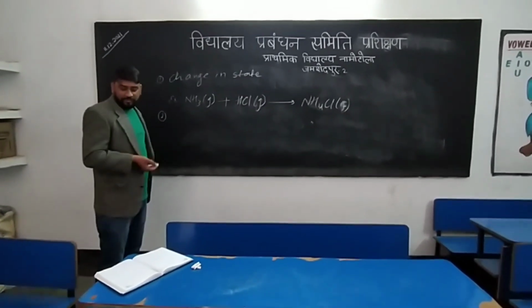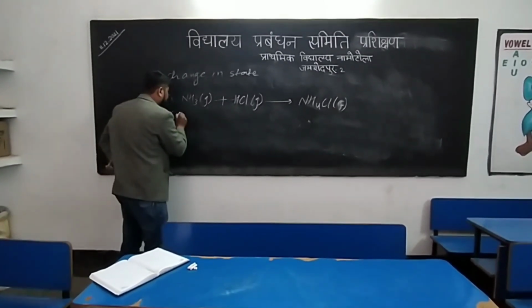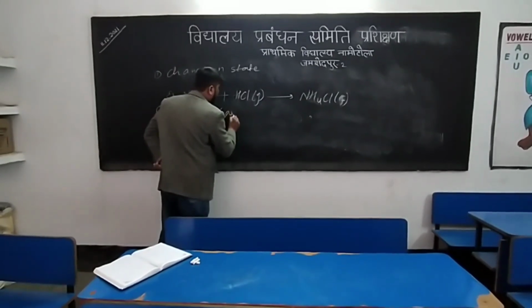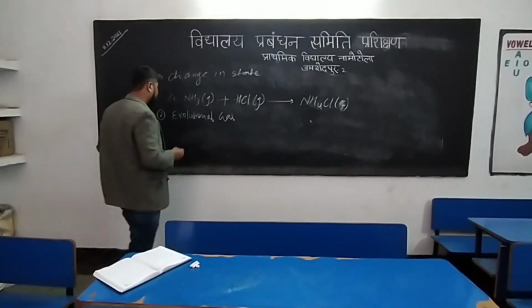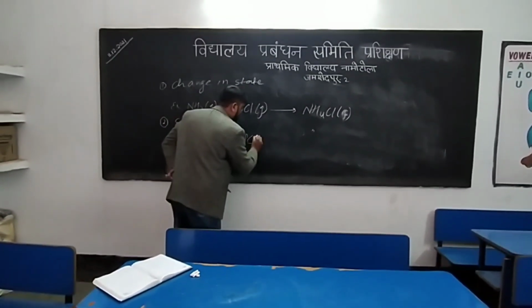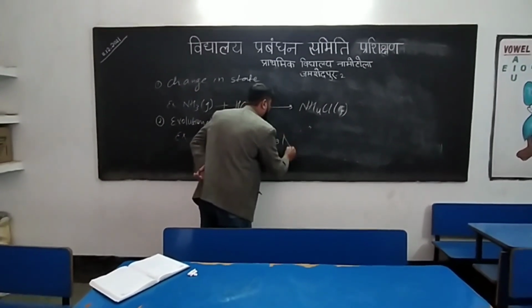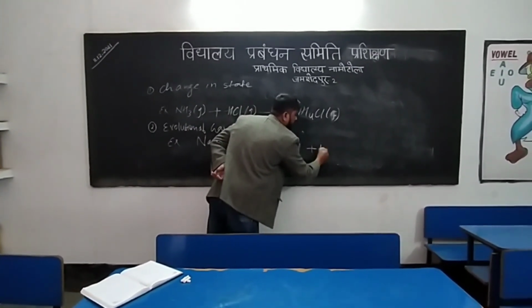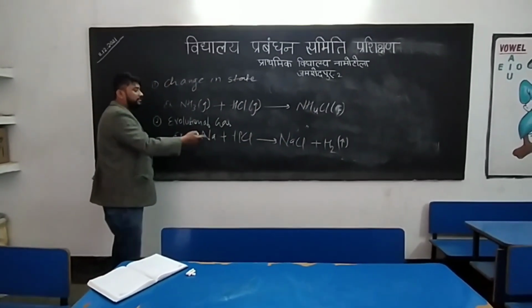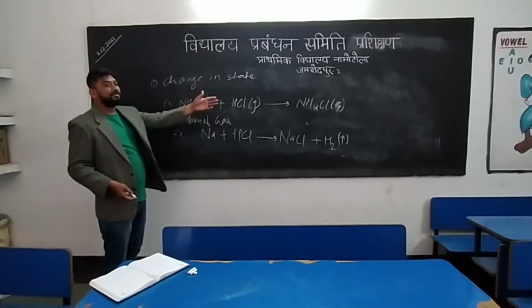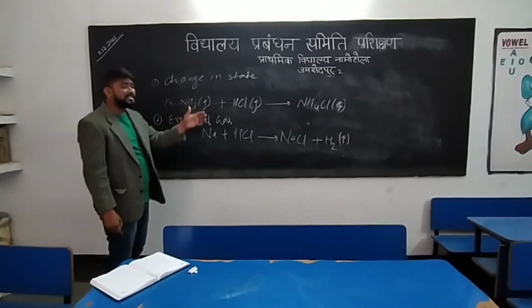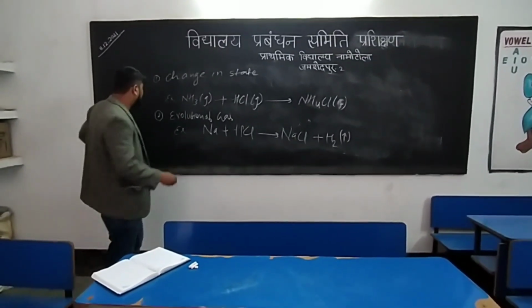Next, evolution of gas takes place during a chemical reaction. For example, whenever sodium reacts with HCl, it forms NaCl, and hydrogen gas is released. So here we can see from the reaction that the evolution of hydrogen gas takes place. As the evolution of hydrogen gas takes place, this shows that a chemical reaction has taken place.